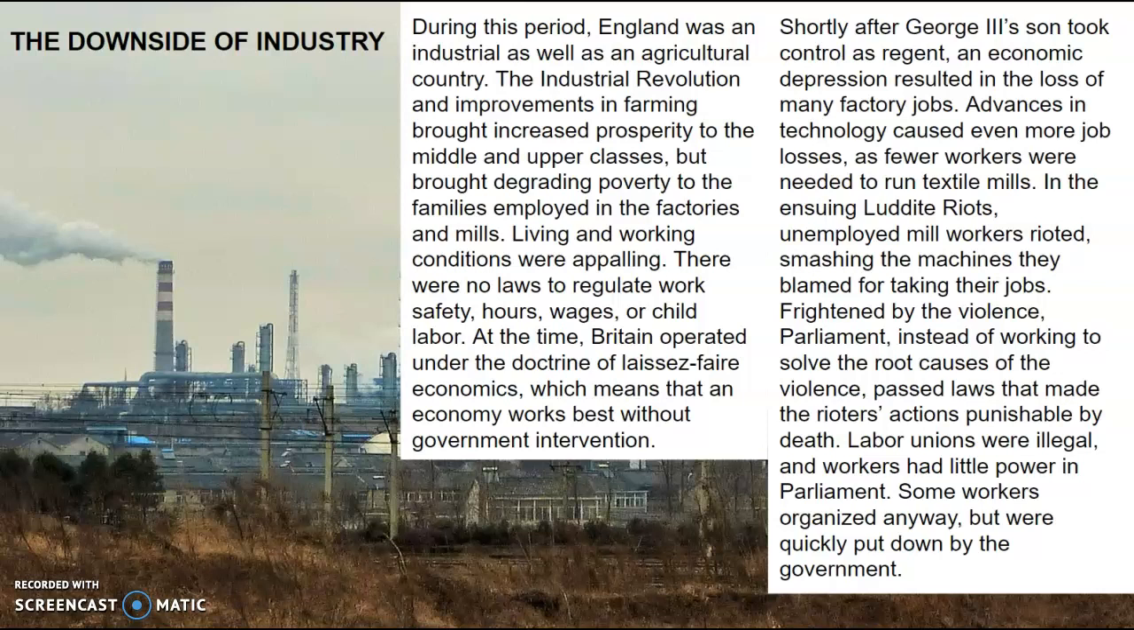intervention. Shortly after George III's son took control as regent, an economic depression resulted in the loss of many factory jobs. Advances in technology caused even more job losses, as fewer workers were needed to run textile mills. In the ensuing Luddite riots, unemployed mill workers rioted, smashing the machines they blamed for taking their jobs. Frightened by the violence, Parliament, instead of working to solve the root causes of the violence, passed laws that made the rioters' actions punishable by death. Labor unions were illegal and workers had little power in Parliament. Some workers organized anyway, but were quickly put down by the government.